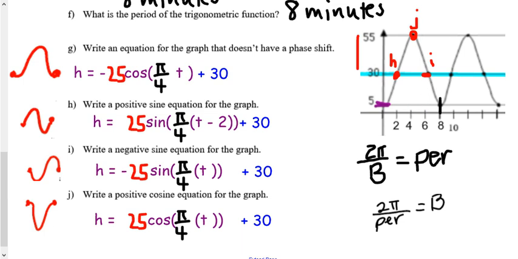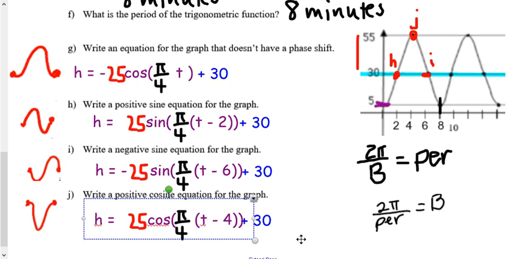So how am I going to shift those graphs? In I, I need to shift 6 minutes to the right. In order to do that, I put a -6 inside my parentheses. In J, I need to shift my graph 4 minutes to the right. In order to do that, I'll put a -4 inside my parentheses. So those are options for how you could write this equation. When you're looking at answer keys, you'll often find many answers for each question because there are lots of different correct answers. There's also lots of wrong ones, so just be sure that your graph works out.